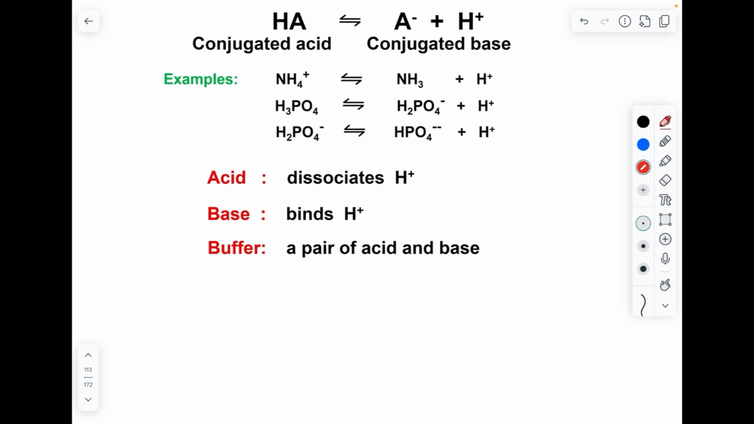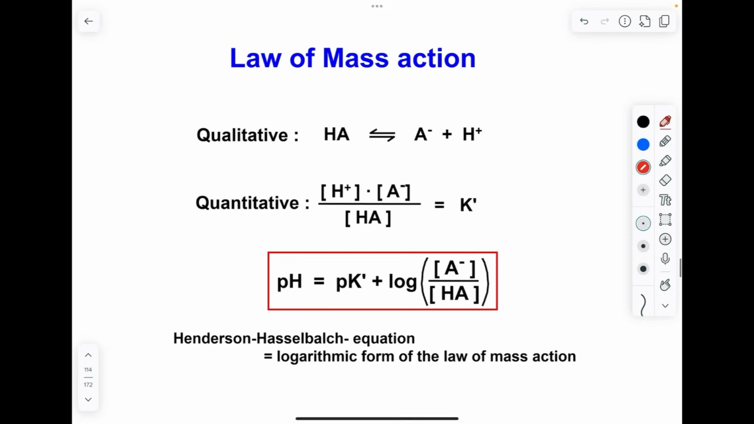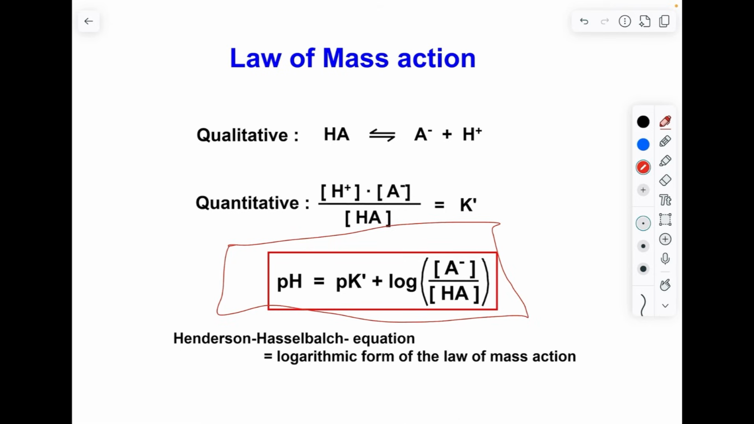Now, here you just need to know what's an acid, what's a base, what's a buffer. An acid dissociates and gives us H plus, and a base binds with H plus and gives us an acid. Yeah, you can see this. And the buffer, we discussed it. Now, here, please memorize this as well as you memorize your name, because you will see it in the exam, you will see it here. It's very important. Henderson-Hasselbalch equation.